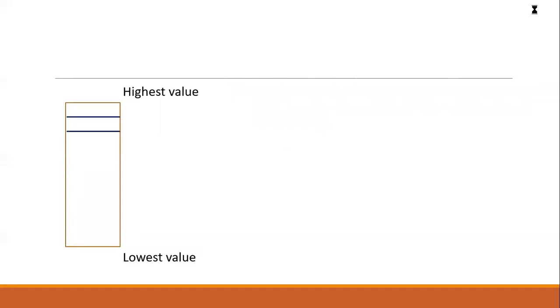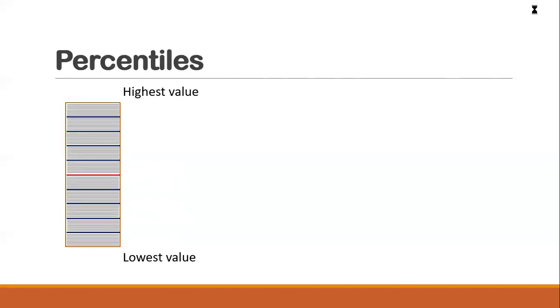Now let's divide our array further into 100 equal parts. Now the partitions will be called percentiles. So we have the first percentile, the second, the third, the fourth, the fifth, the sixth, the seventh, eighth, ninth, and 10th percentile.